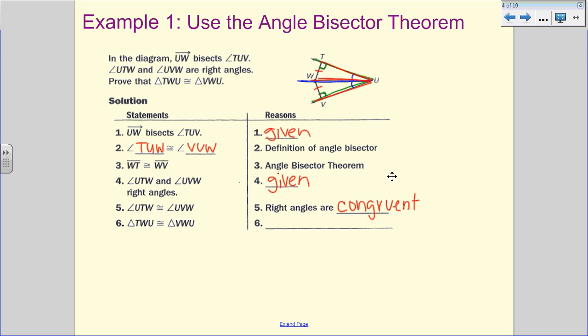So let's go back and look at what we had. We had congruent angles, we had congruent sides, and then we had congruent angles. So it's either ASA or AAS. If we look, that segment is not between the two angles, it's angle, angle, side. So we use our angle, angle, side theorem.